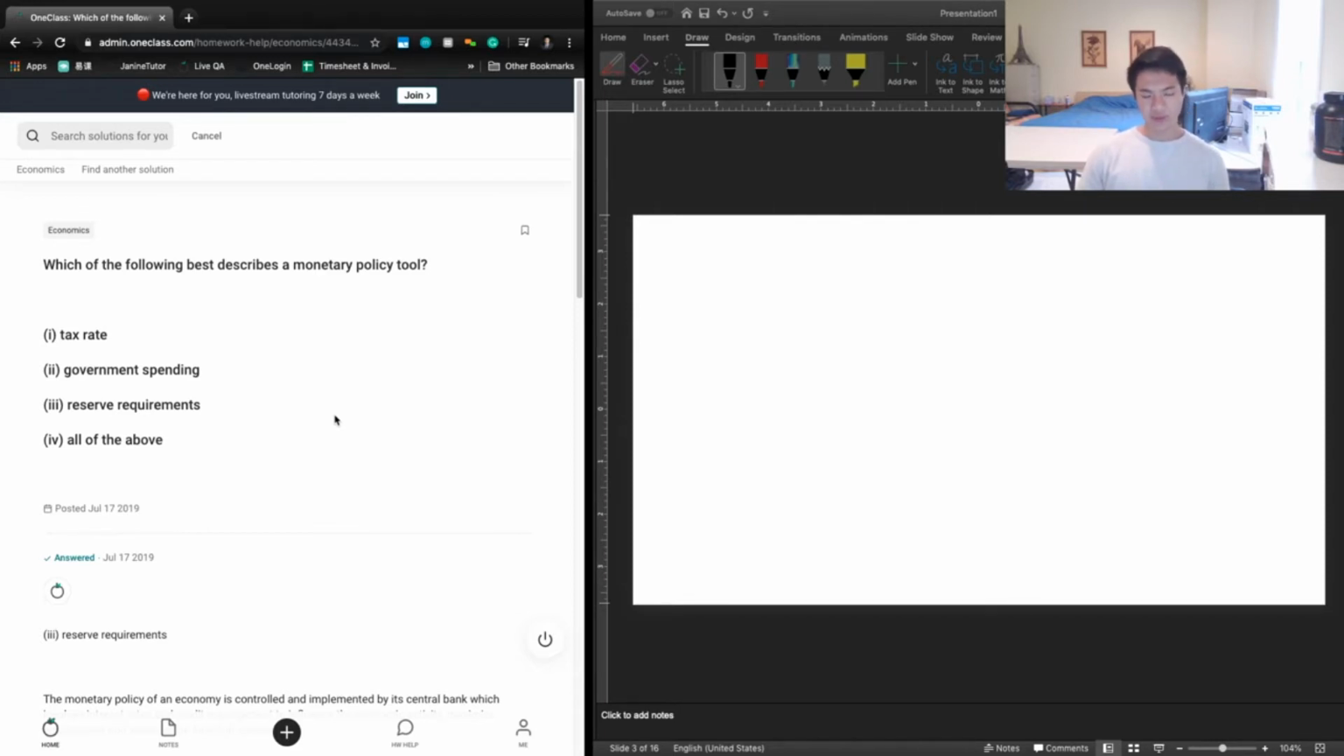These are both fiscal policy tools, and the primary way that Congress, or the executive branch, would go about trying to influence the economy, but not the Fed. So it's not going to be A, B, or D, because all of the above is eliminated by eliminating A and B. And so the third, reserve requirement, is going to be a monetary policy tool.